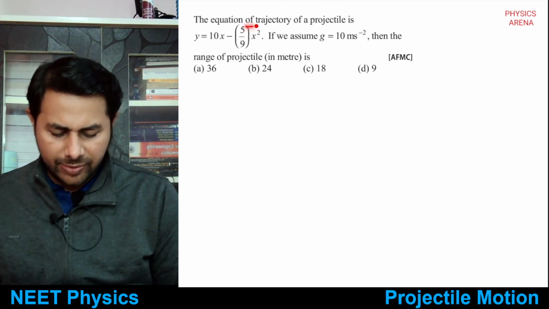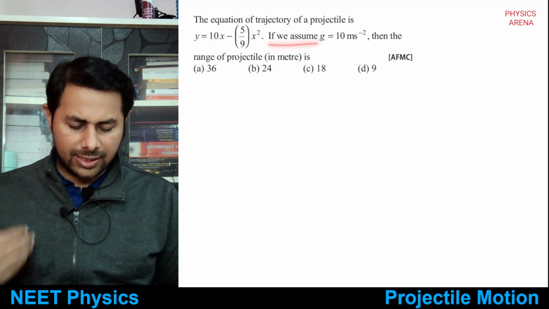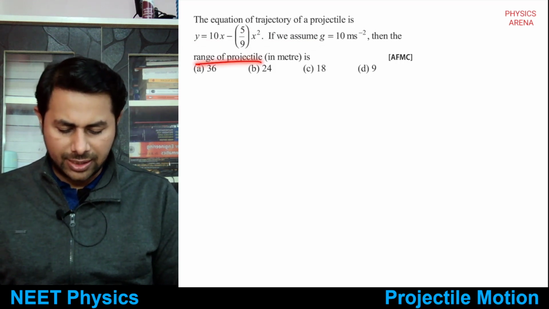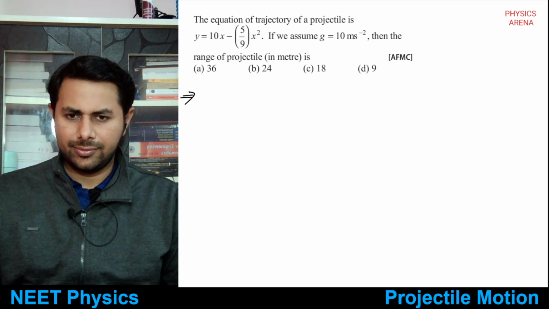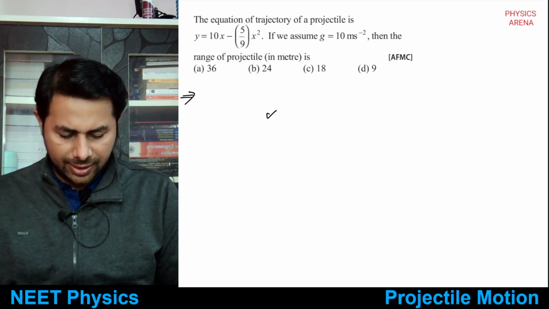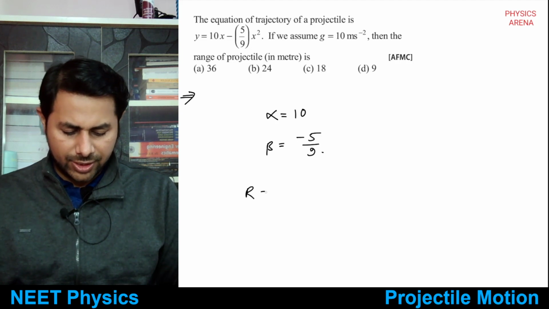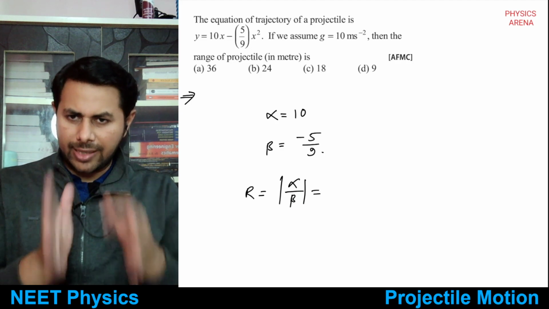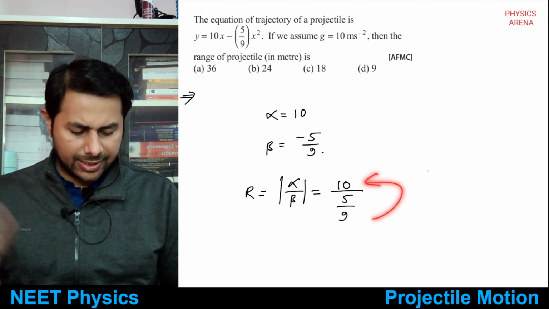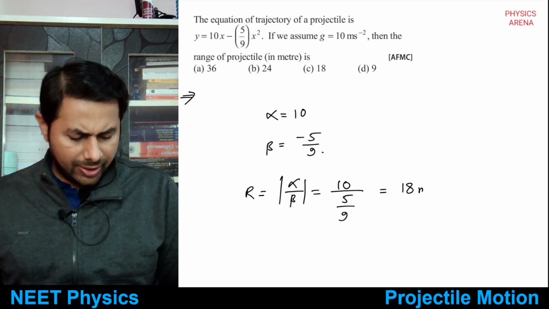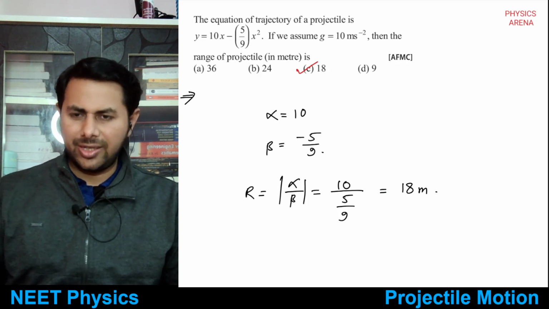Let's see this one. The equation of trajectory of a projectile is y equals 10 times x minus 5 by 9 x square. If we assume that g is equal to 10 meters per second square, then the range of the projectile in meters is, tell me. Option C is 18. Okay, let's see. Alpha is equal to 10. Beta is equal to minus 5 by 9. So the range is equal to the magnitude of alpha by beta, that is 10 divided by 5 by 9. That 9 will go to the numerator. So 10 times 9 is 90, 90 by 5 means 18. Very good, that's correct. So option C is the answer. It's very easy to find the range of the projectile.